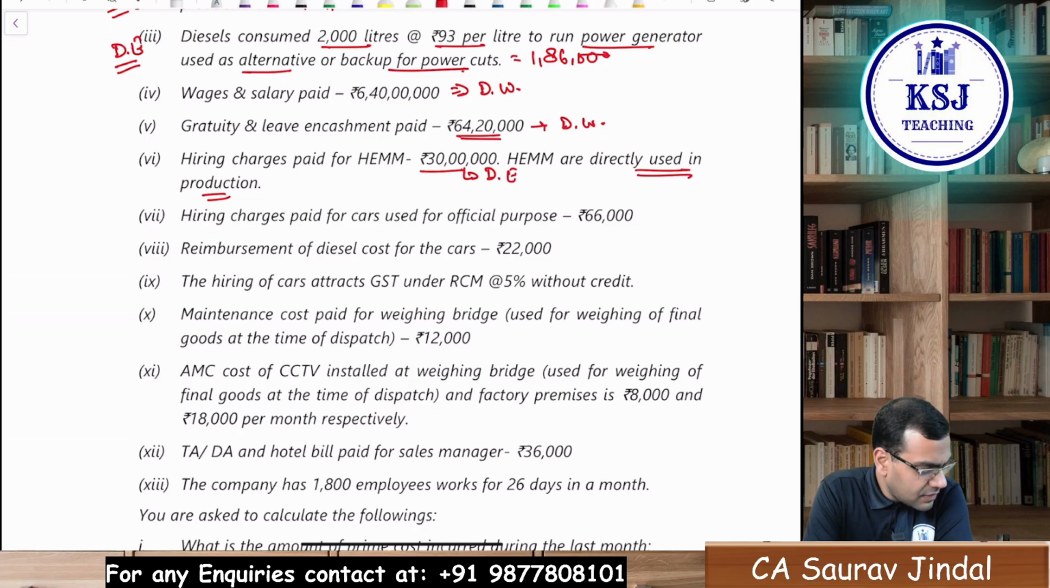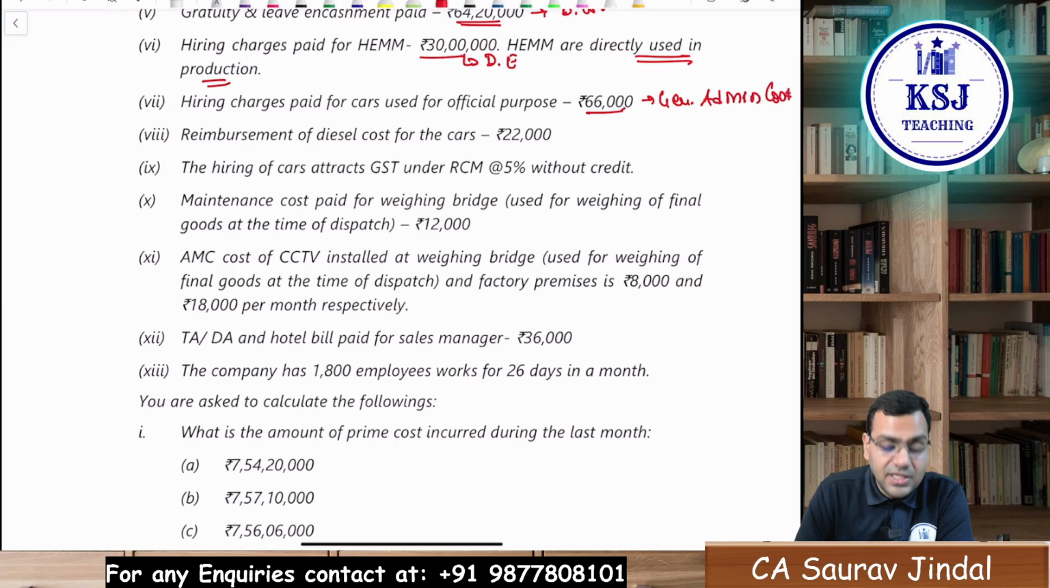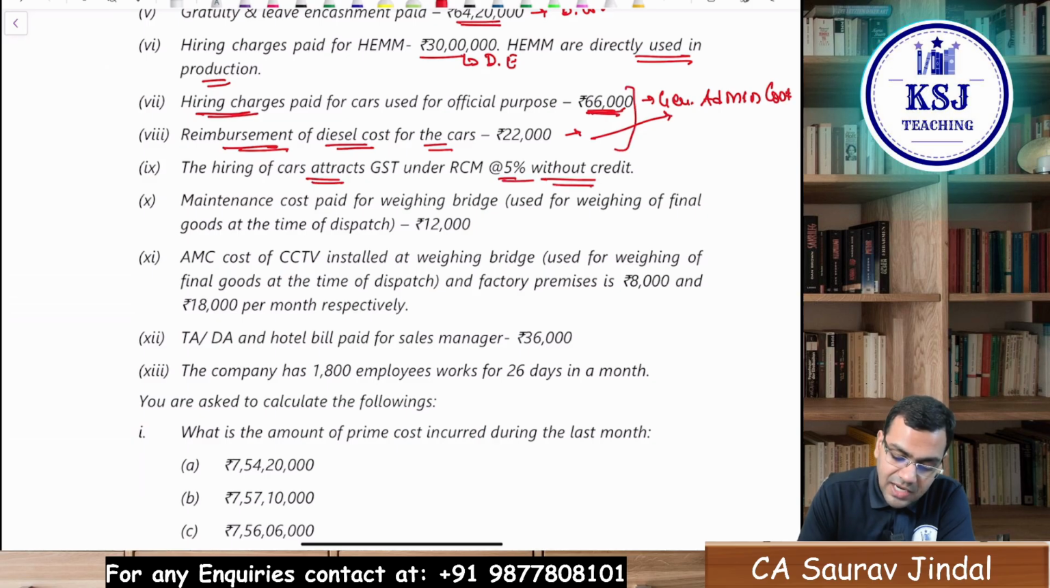Fine. After this, hiring charges paid for the cars used for official purpose. This is your general admin cost. Reimbursement of the diesel cost for the cars is 22,000. Again, your general admin cost. One is the hiring charges you are paying, one is the reimbursement related to its use. Clear? The hiring of the cars attracts GST under RCM at 5% without credit. So on this, you will have to pay the GST also, that is 5%. Again, a part of your general administration cost.